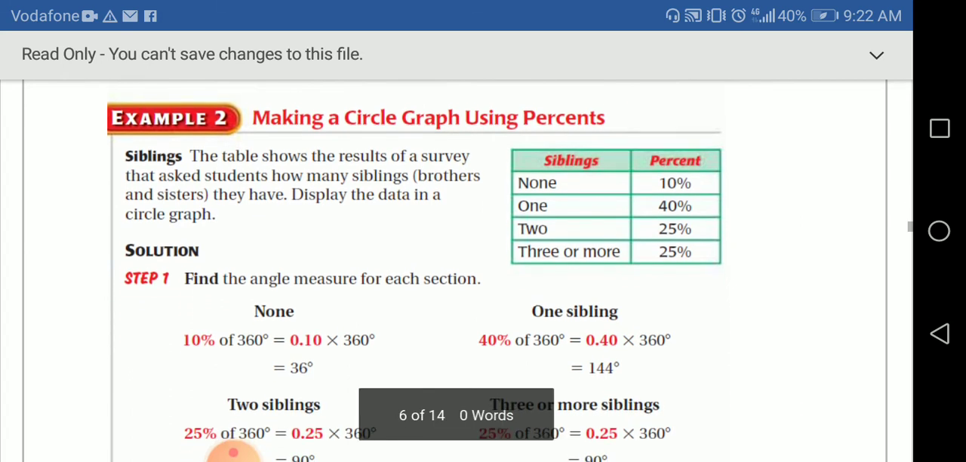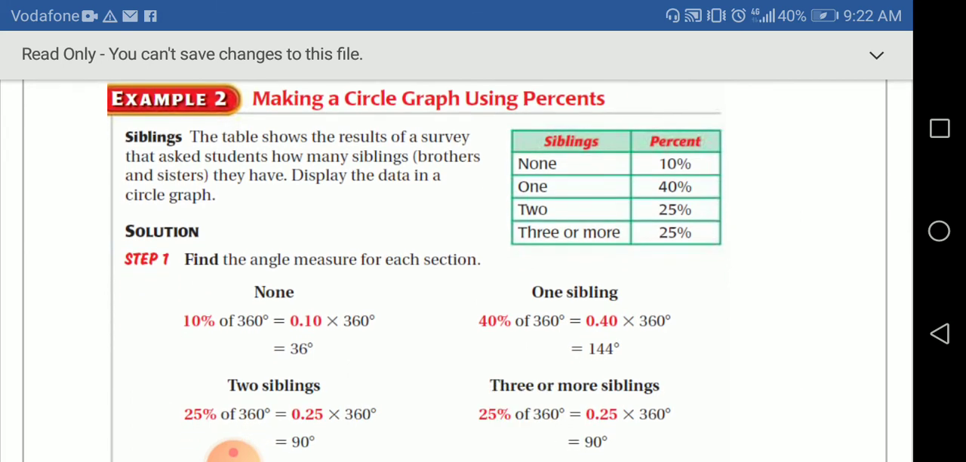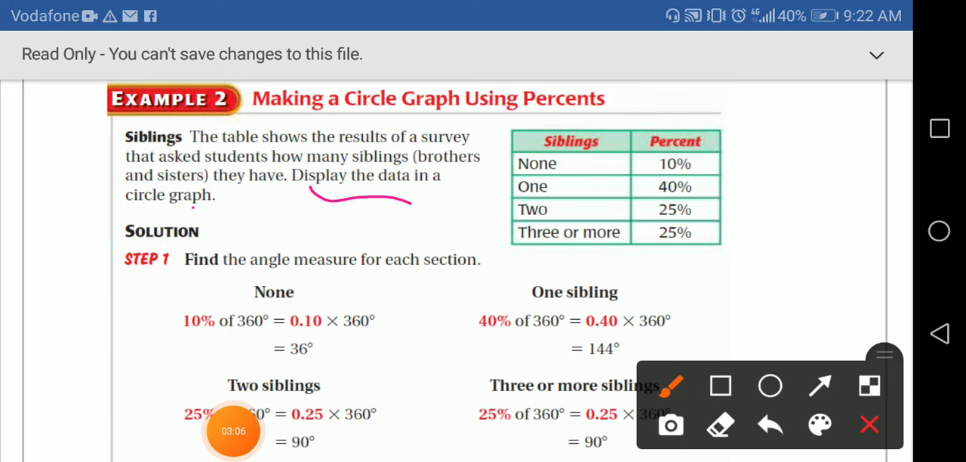So let's have example 2. Making a circle graph using percents. The table shows the results of a survey that asked students how many siblings, brothers and sisters, they have. Display the data in a circle graph. So it didn't ask me to display it as a pictograph or a bar graph or a histogram. This type is a circle graph. None, 10%; 1, 40%; 2, 25%; 3 or more, 25%.